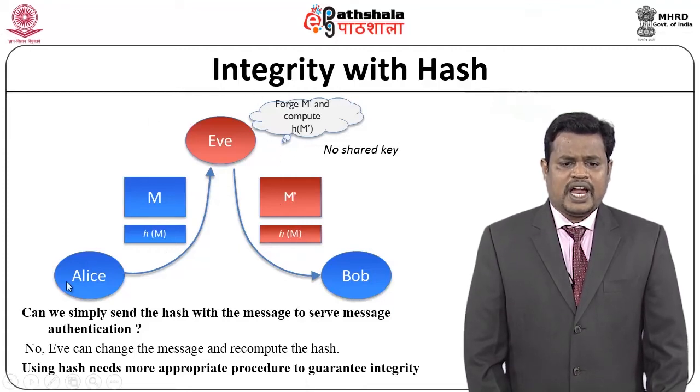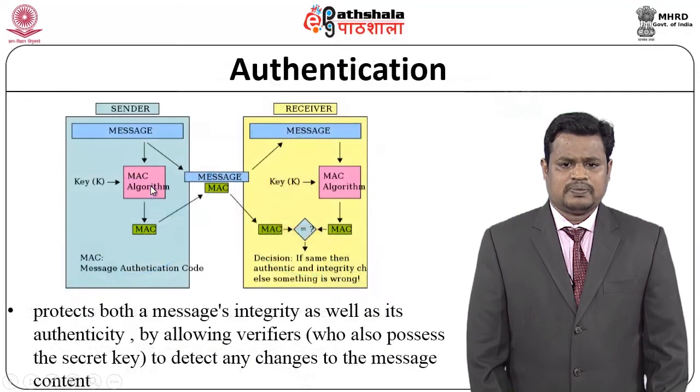So now we can see, can we simply send the message hash with the message to serve message authentication? No, Eve can change the message and recompute the hash value. So the idea here is that the hash needs a more appropriate procedure to guarantee the integrity. Even though Bob is receiving the message, Bob cannot guarantee who has sent the particular message, either Eve or Alice.